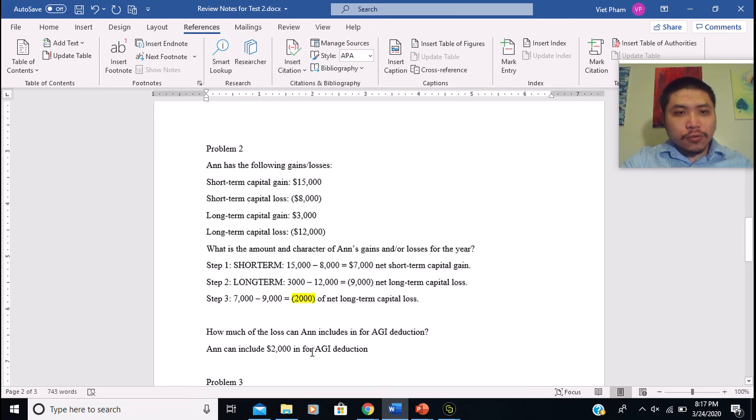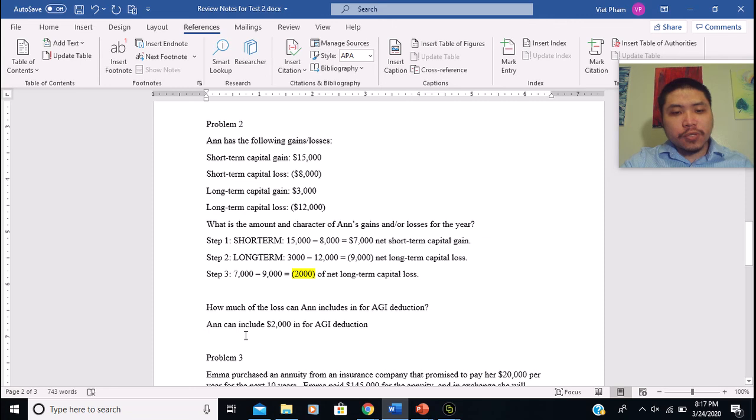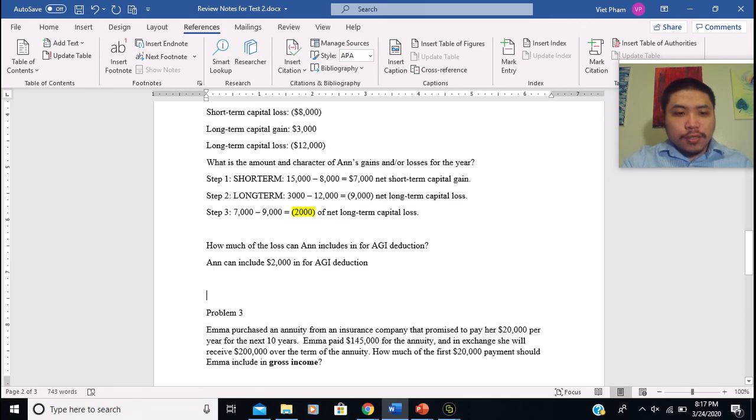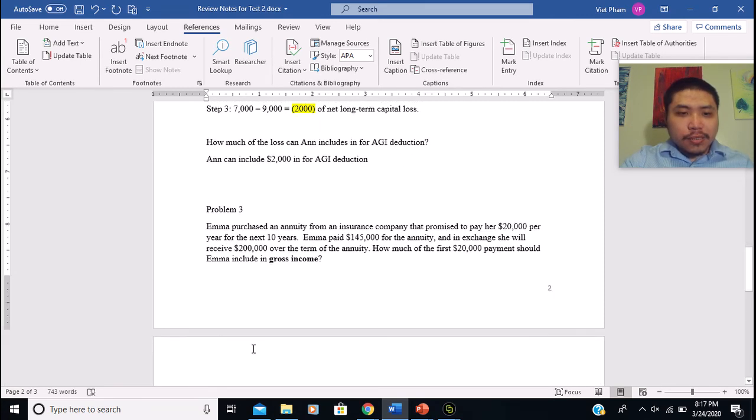Alright, so that was problem number 2. Let's move on to problem number 3. Problem number 3 asks: Emma purchased an annuity from an insurance company that promised to pay her $20,000 per year for the next 10 years. Emma paid $145,000 for the annuity, and in exchange she will receive $200,000 over the term of the annuity. So the question asks how much of the $20,000 payment should Emma include in gross income.